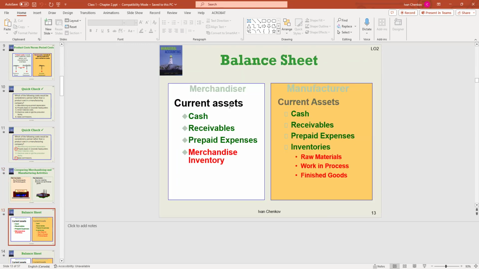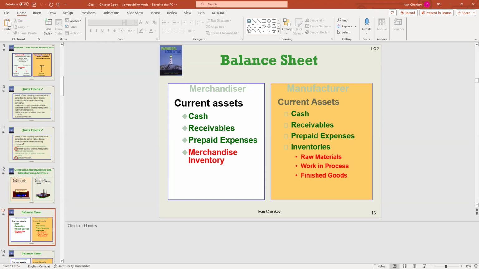What's interesting is how we are going to present those on the balance sheet. For a merchandiser, we're going to have only one inventory account. That will be the merchandise inventory, and that's all. Now, how many different merchandise inventory accounts we're going to have is a different question. It depends on the product that we're buying and selling. But at the end of the day, the whole account will be called merchandise inventory. Different sub-accounts, but merchandise inventory. Now, in the manufacturing company, how many inventory accounts are we going to have? We're going to have 3 inventory accounts.